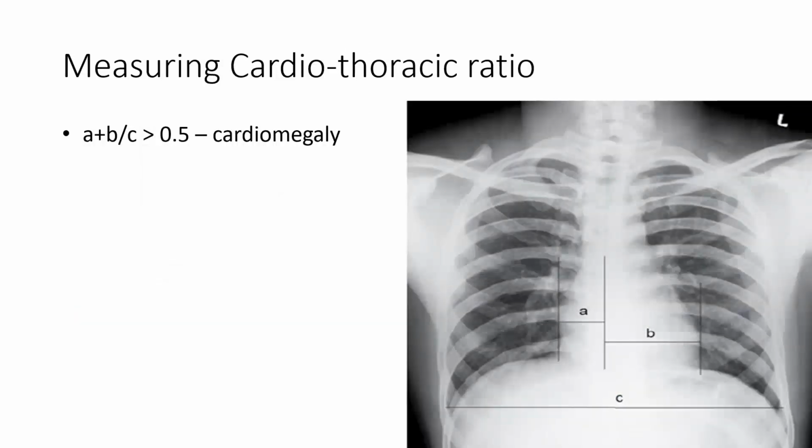Measurement of cardiothoracic ratio helps us ascertain if cardiomegaly is present or not. It is measured by first drawing a midline, then measuring the distance between the rightmost side of the right heart border to the midline, then measuring the distance on the leftmost side of the heart border to the midline. Then a sum of these two is to be found out and is divided by the maximal distance in the thorax. So the sum of A plus B divided by C. If it is greater than 0.5, cardiomegaly is considered to be present.